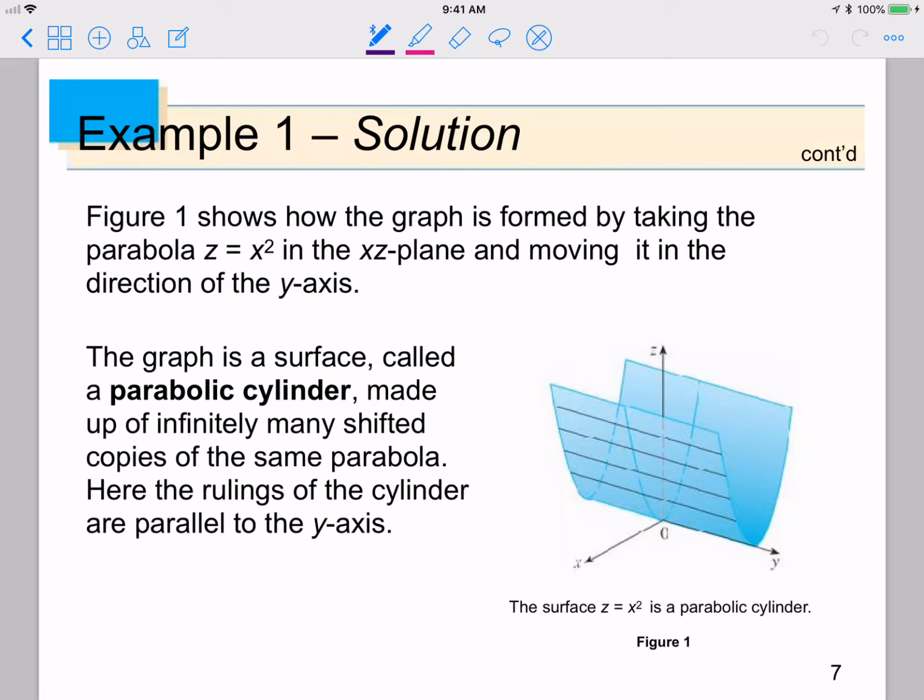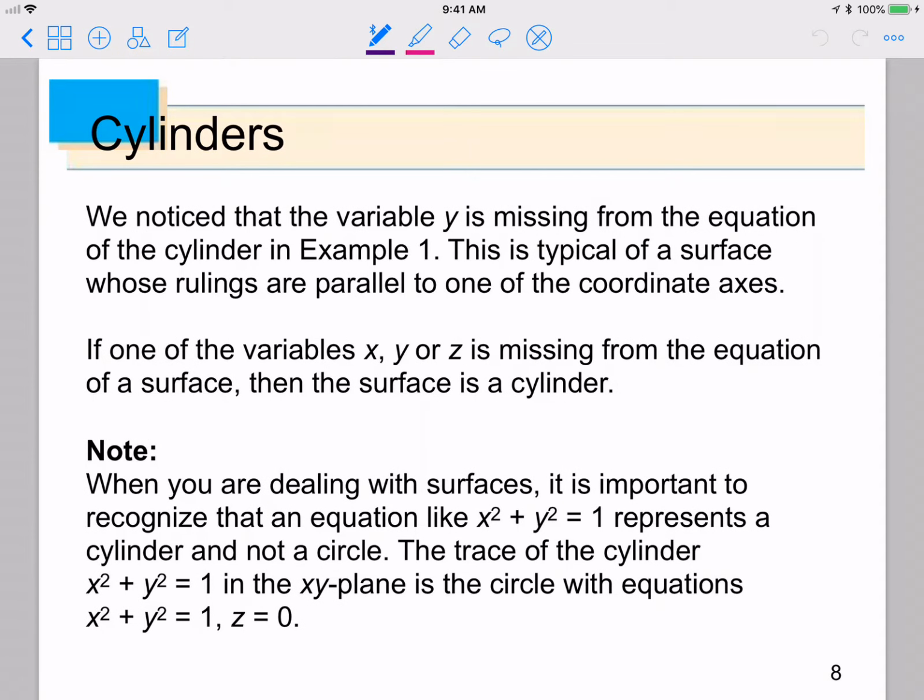We should have some better pictures here. Okay, so this is called a parabolic cylinder, and it's made up of infinitely many shifted copies of the same parabola. Here the rulings of the cylinder are parallel to the y-axis. You can see here this is the cross section. Each cross section is a parabola.